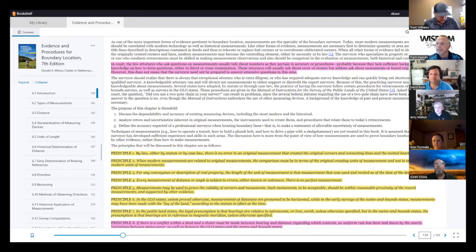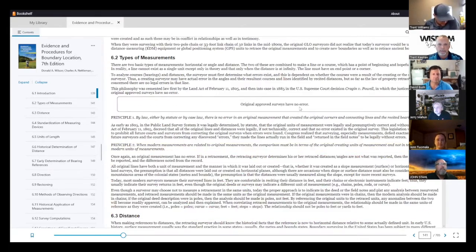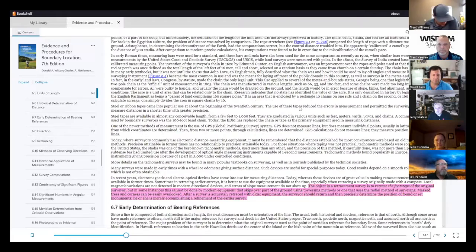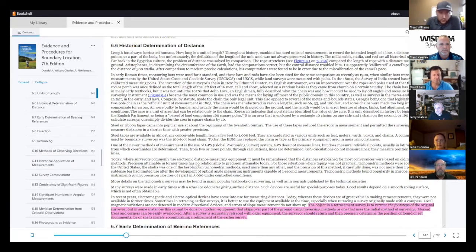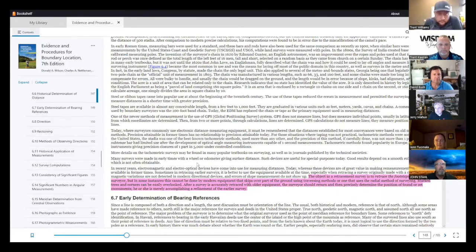Okay, let's jump back down to just above 6.7 there. I wanted to get through some of what Trent already highlighted. It's that last sentence right before there. After a survey is accurately retraced with older equipment, the surveyor should return and then precisely, that's the one, the object and retracement. I'll read it right from here, what you got highlighted. I was reading off your page there, Trent. What's highlighted: the object of a retracement survey is to retrace the footsteps of the original surveyor, but in some instances that cannot be done by modern equipment that skips over part of the ground using traversing methods, or one that uses the radial method of surveying.